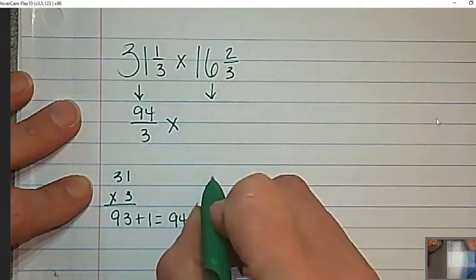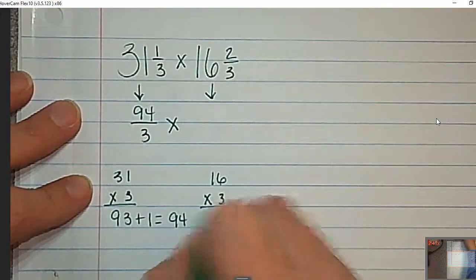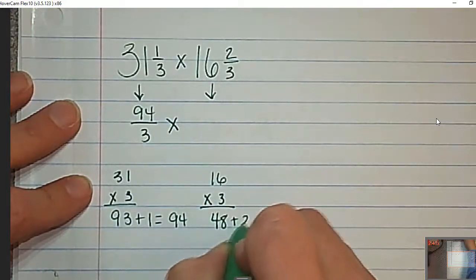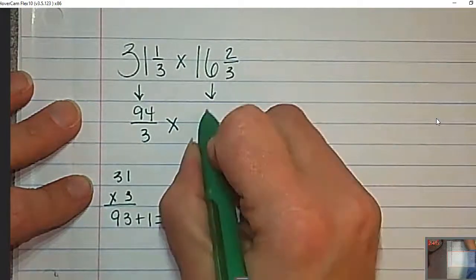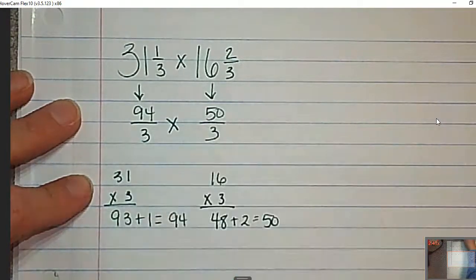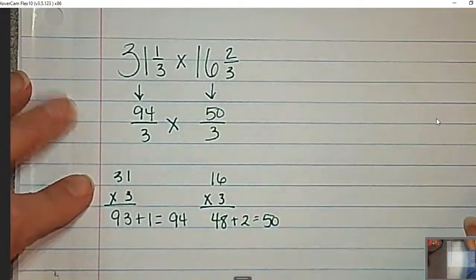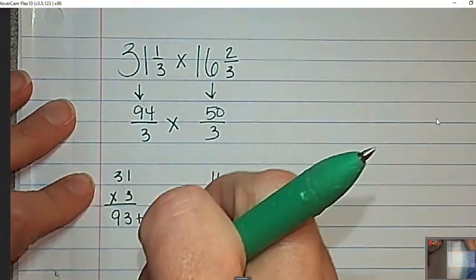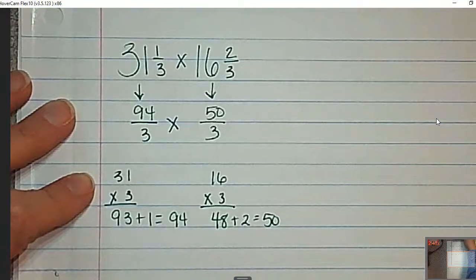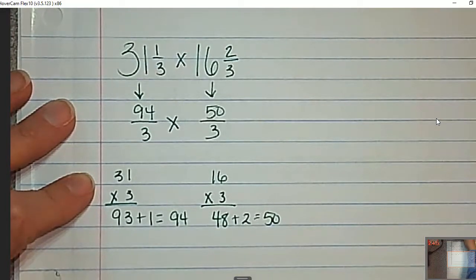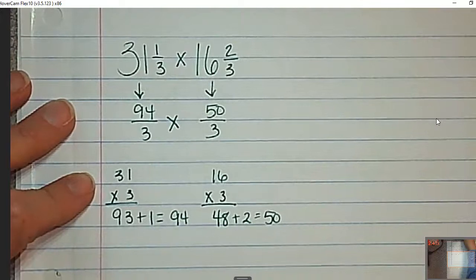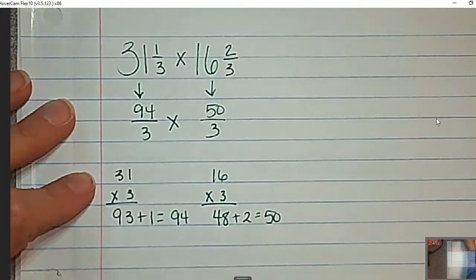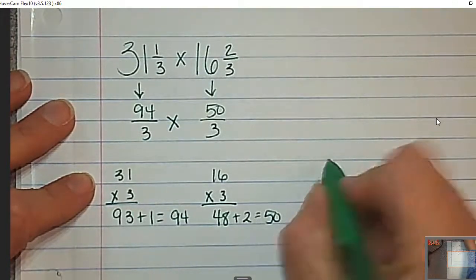16 times 3 is 48. I happen to know that. Plus 2 equals 50. So 50 over 3. I've still saved myself some room to do other side math because I've got some more side math to go. Again, we've done these things, right? You've already multiplied whole numbers, 2 digits by 2 digits. You've already divided 4 digits by 2 digits. So we're just taking all the things we've already done in 5th grade and putting it all together.